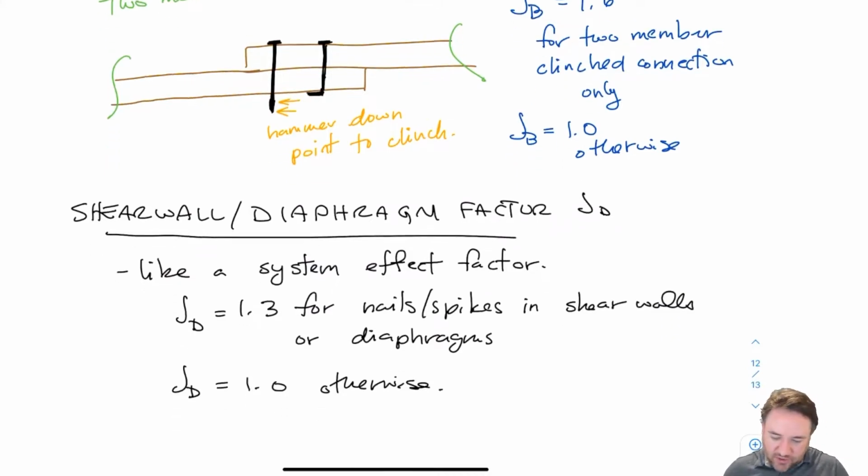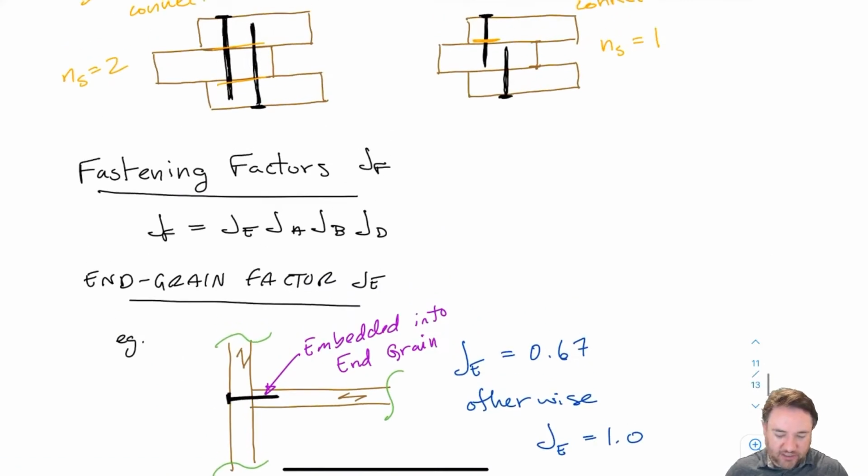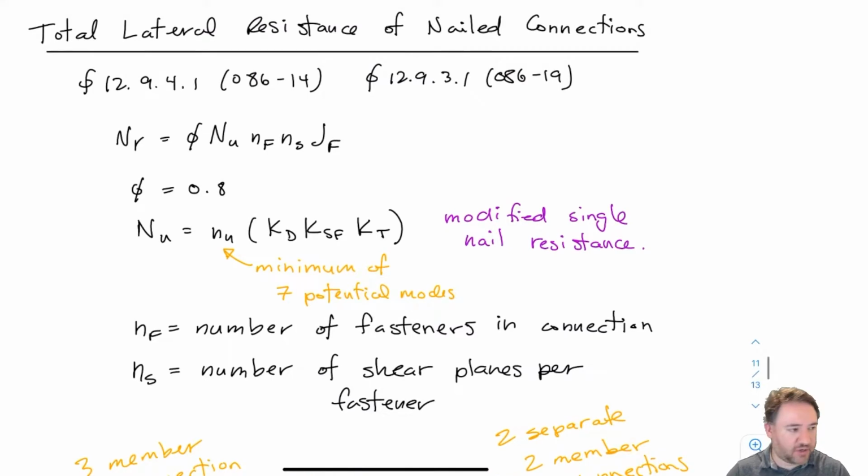Okay, so I just take all of those 4 factors, JD, JB, JA, and JE, and multiply them all together. That gives me JF. And JF is just the last factor on the end of my total lateral load resistance equation for nailed connections. And so once I have that, I have my total strength, and that's about it. So that's the whole process.